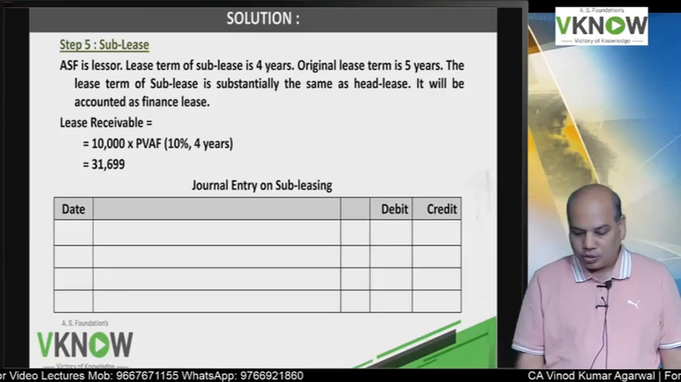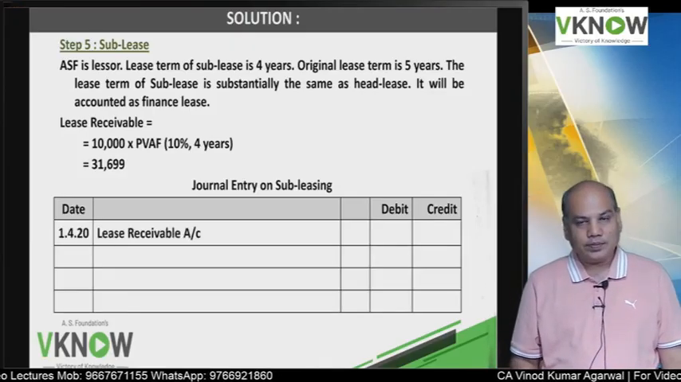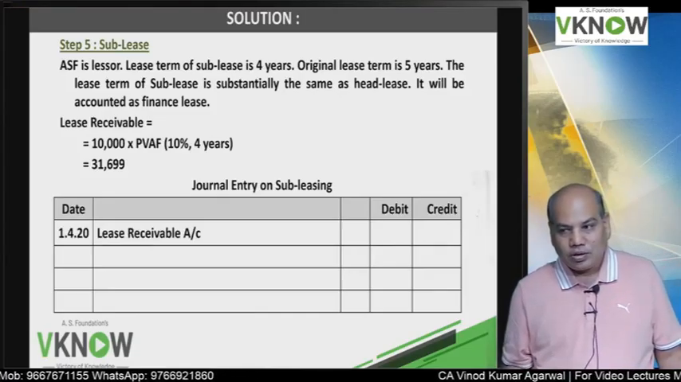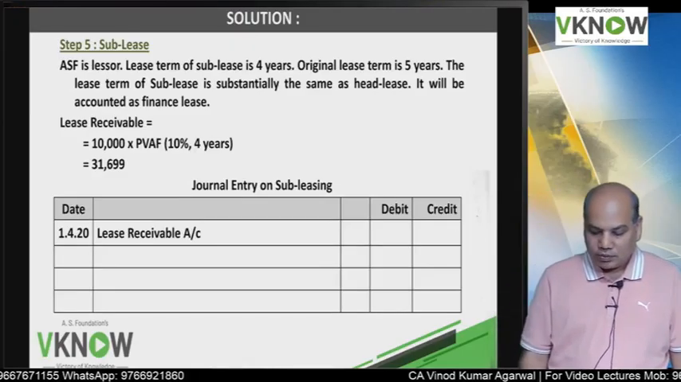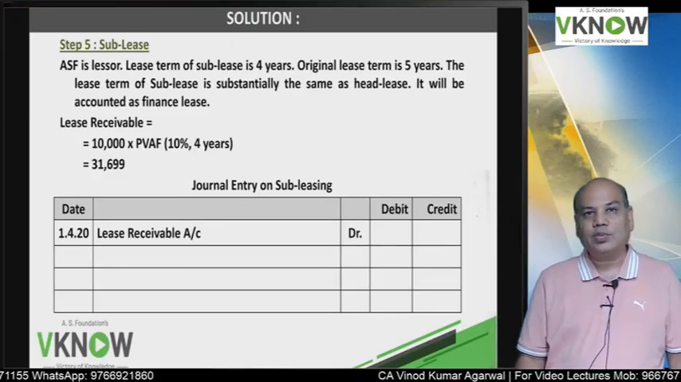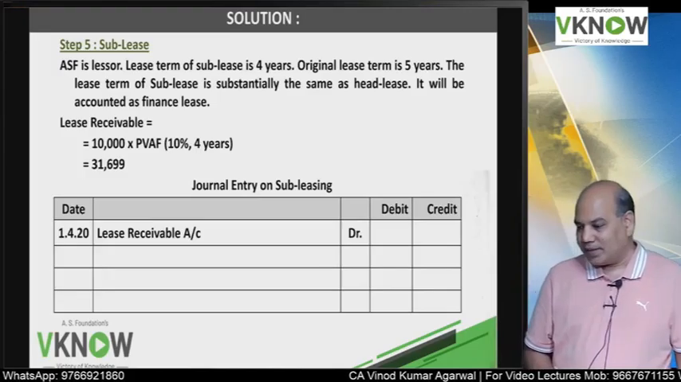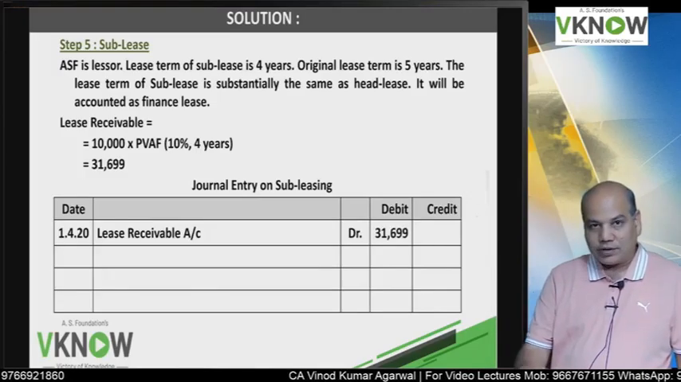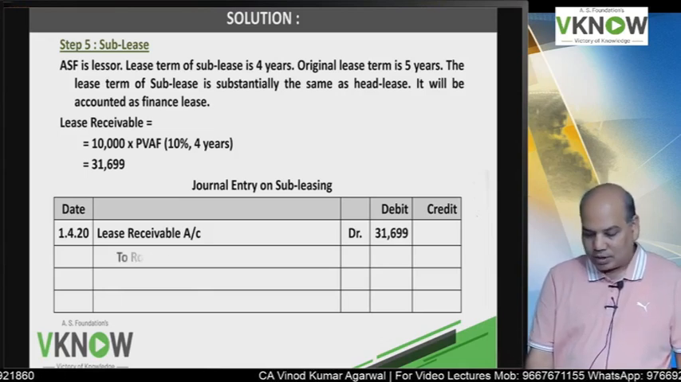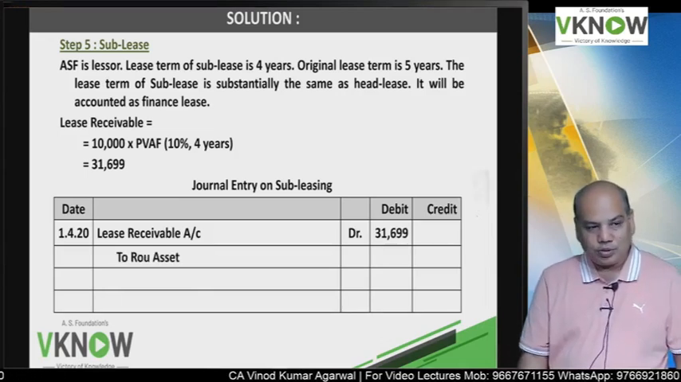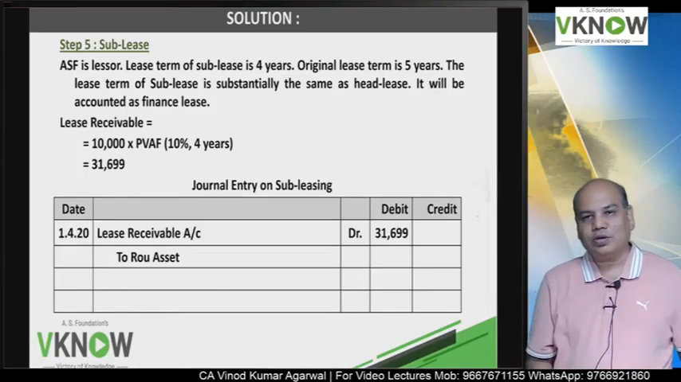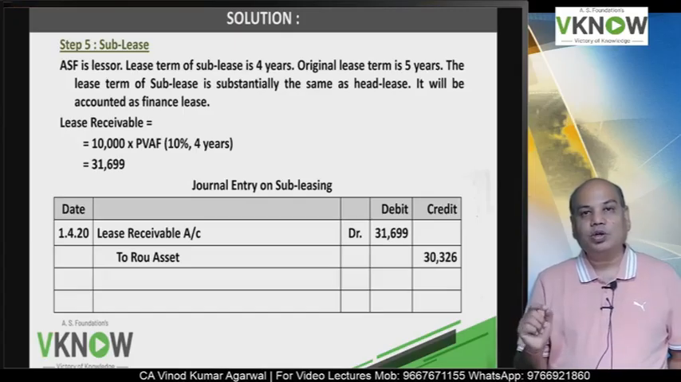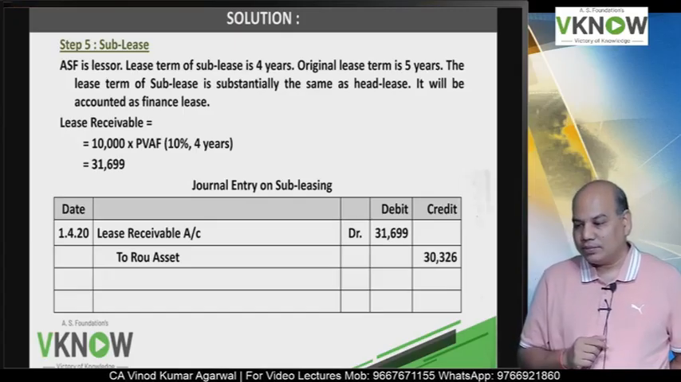And now what entry are we going to pass on 1/4/2020? We will recognize lease receivable because we are lessor, and we are going to derecognize an asset. Which asset am I going to derecognize? I am going to derecognize the ROU asset because the same asset is now given on sublease. So 30326 is the book value already computed above.